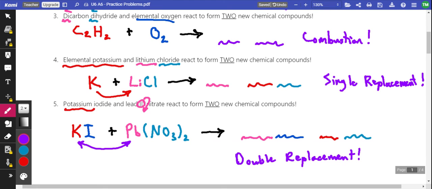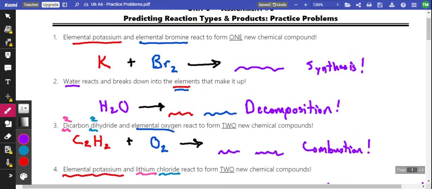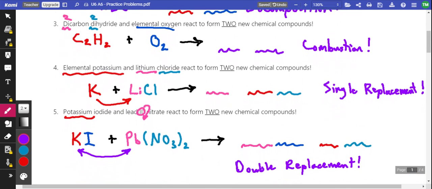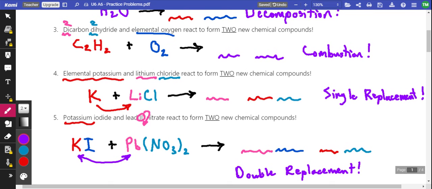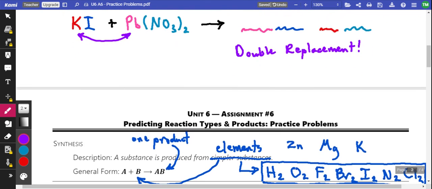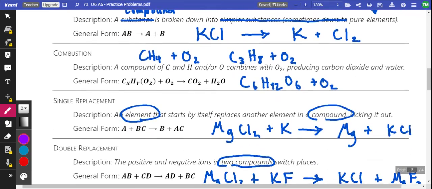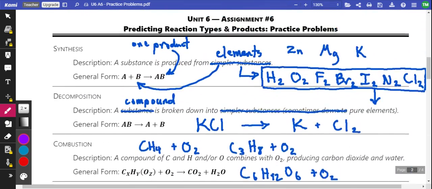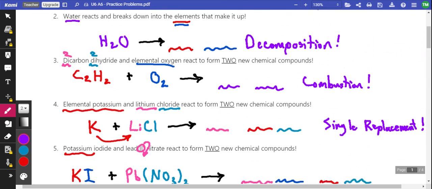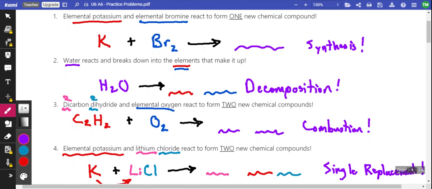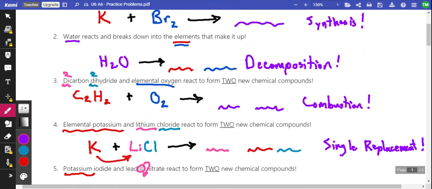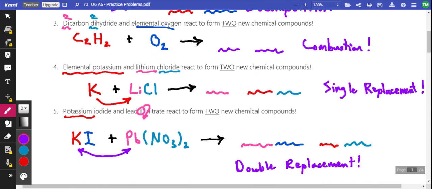So you can tell the type of reaction just by looking at what reactants are coming together. And if you're ever not sure, go and check your reference sheet, look at your reaction types, and that should help you out. From here, we'll be looking at how we can predict the products of a chemical reaction, actually figure out what we're going to make on the other side of the reaction.